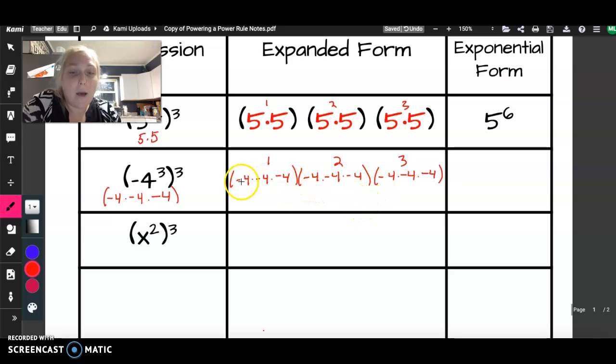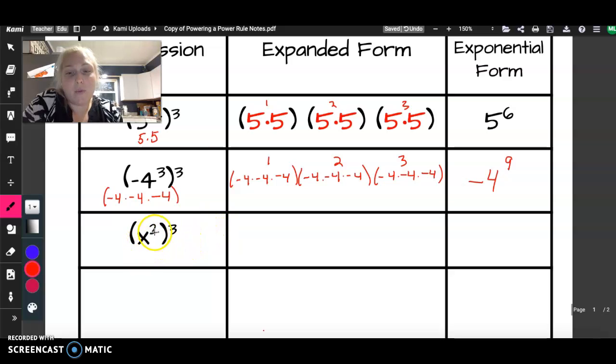And you're going to count again, how many times is that base actually being multiplied together within our expanded form? 1, 2, 3, 4, 5, 6, 7, 8, 9 times. So our exponential form would be -4 to the 9th power. We're going to look at one more.